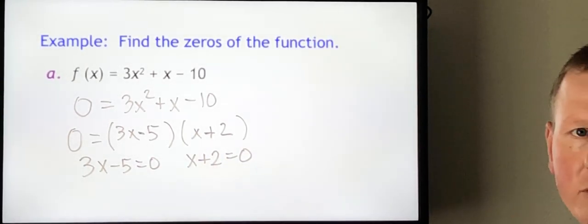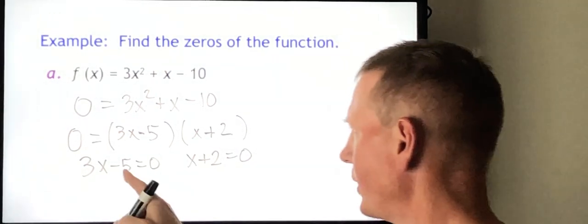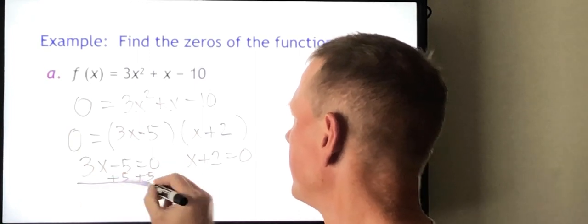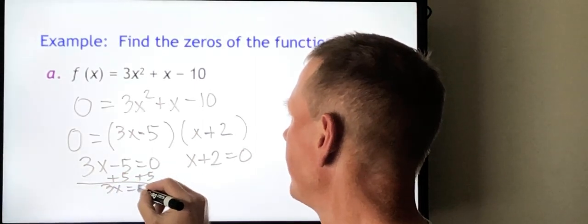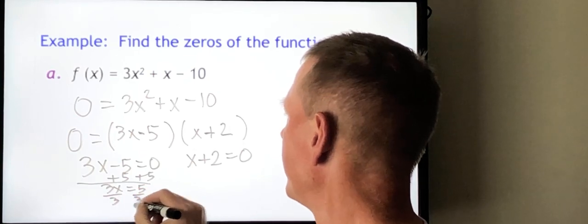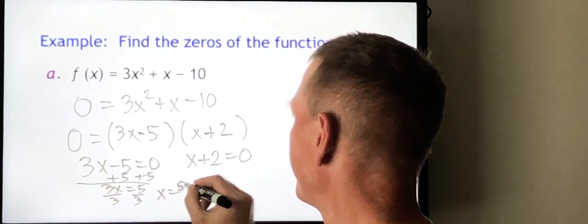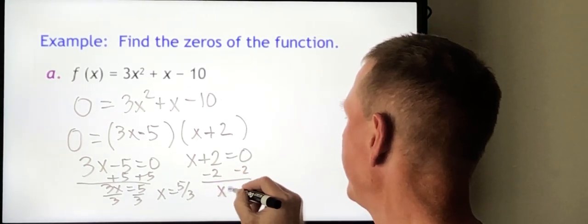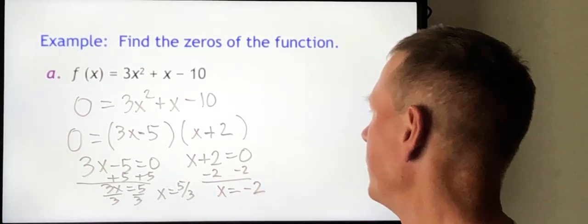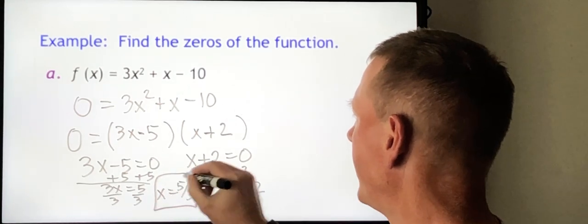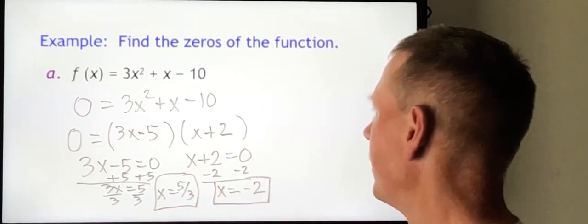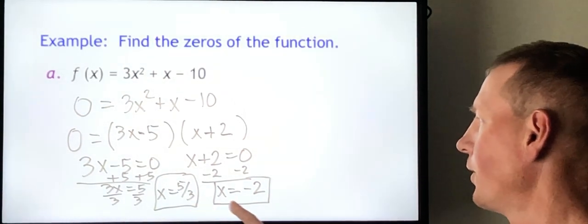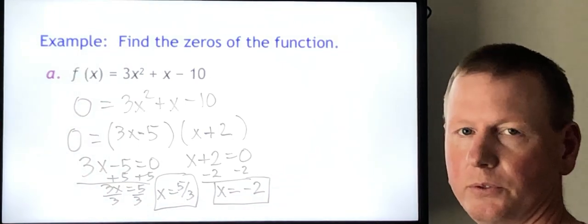Now I can solve the two equations. I add 5 to both sides, so 3x equals 5, and divide by 3. So this one, x equals 5/3. On this one, a little bit easier, just subtract 2 from each side, so x is going to be negative 2. So here would be my two zeros of my function: 1 2/3 and negative 2.